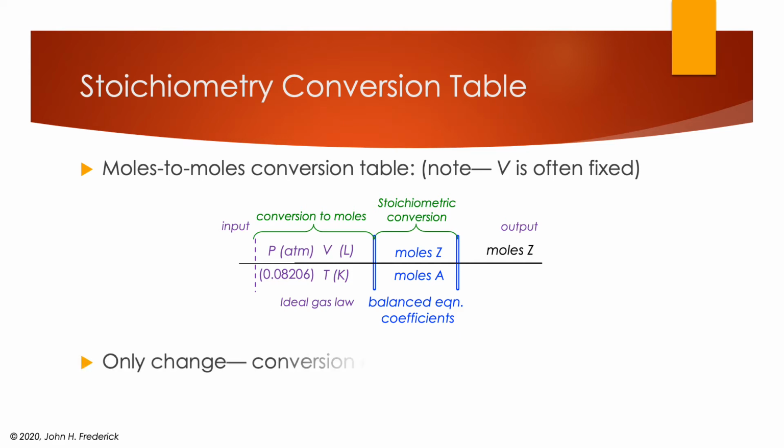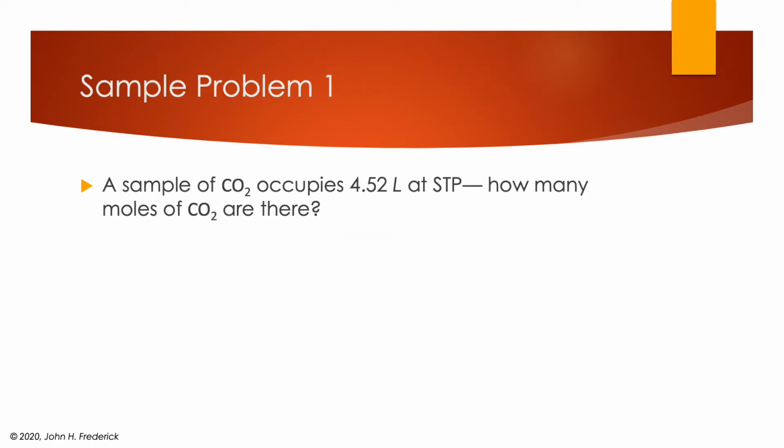All right, this now gives us an opportunity to start with the moles of something that we're given, and then we can use it with the mole ratio to convert to a product or some other species in the reaction. So let's do a couple of sample problems. The first one, we'll look at a sample of carbon dioxide, and we're going to say that it occupies a volume of 4.52 liters at standard temperature and pressure. So we want to know how many moles are there.